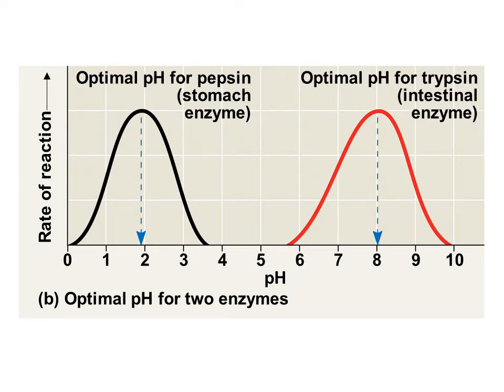This slide shows that the optimal pH for pepsin, which is an enzyme that's in the stomach, is right around 2, versus the optimal pH for trypsin, which is in the intestines, is a pH of 8.